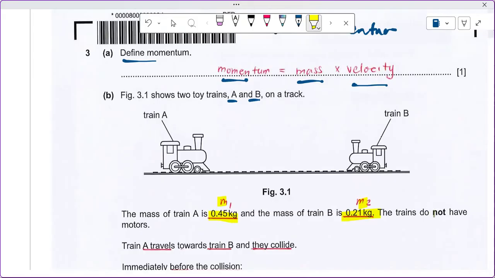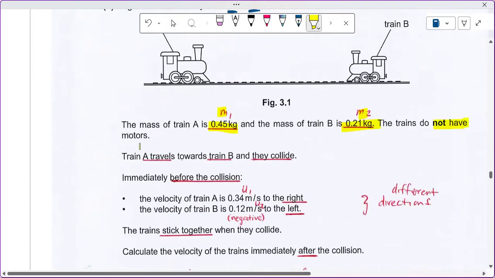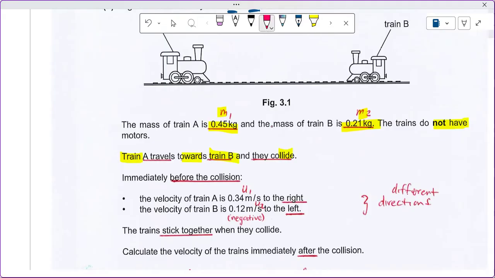The trains don't have motors, right? I'm told they don't have motors, so they're literally just probably moving on their own. There is no driving motor in the train. They're not powered by a motor. Train A travels towards train B. They collide. So you are told they collide, which means this is already a principle of conservation of momentum.